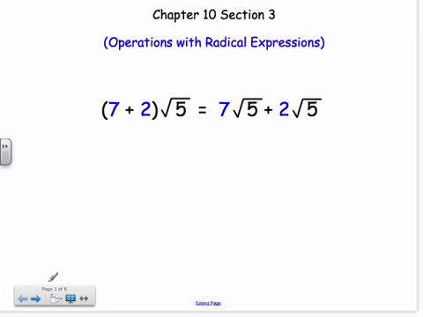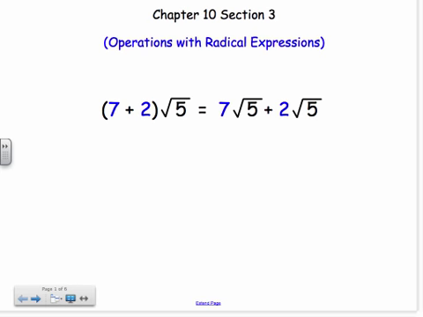Okay, now that we're done simplifying radicals, let's deal with some expressions and some operations with those radicals. And it's going to look a lot more confusing than it really is. It's really the same thing as combining like terms. So for example, if I have a 2x and a 7x, they combine to be a 9x, right? Because they both have an x. The exact same thing works with radicals.